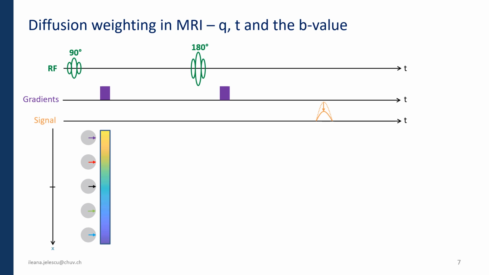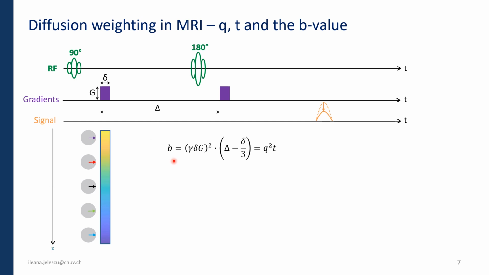Finally, how do we quantify the diffusion weighting that we've imparted? Essentially, we have three parameters. We have the amplitude of this gradient, the duration of this gradient pulse, little delta, and the separation of these two lobes between tagging and untagging the water molecules, large delta.